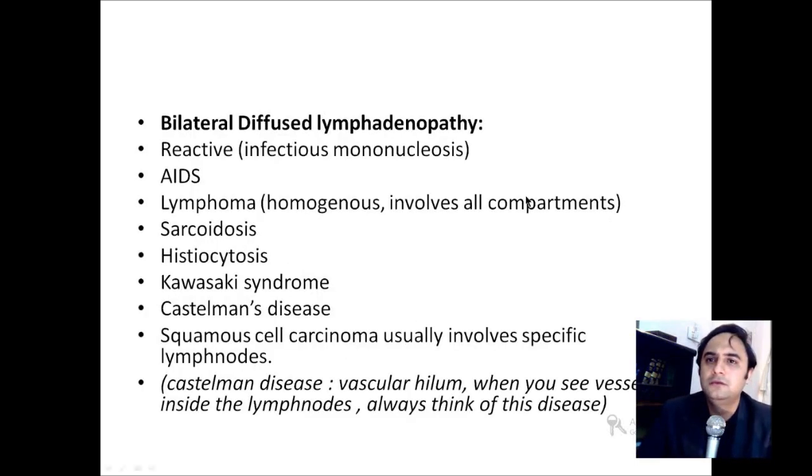For bilateral diffuse lymphadenopathy, here are some of the differentials. They can be reactive, most commonly seen in children, infectious mononucleosis, AIDS, lymphoma, sarcoidosis, histiocytosis, Kawasaki syndrome, Castleman disease. Now if you see a vascular hilum within the node, or a vessel passing through the node, then always think of this disease.